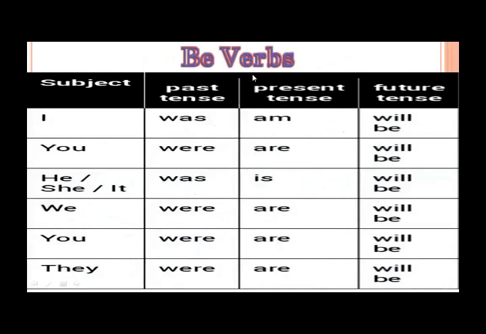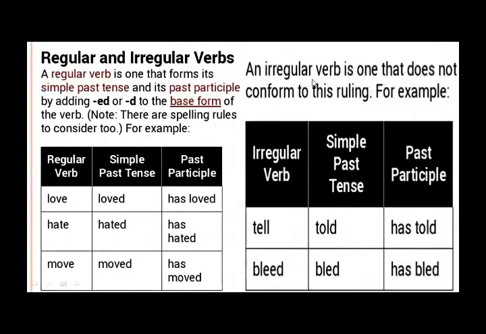Be verbs, for example, be verbs with a subject. If the subject is S, the be verb in past is was, in present is am, and in future will be. So these are different be verbs. They have present tense, am, are, is. They have past tense, was and were, and in future we use will be. Okay, be verbs you know very well.